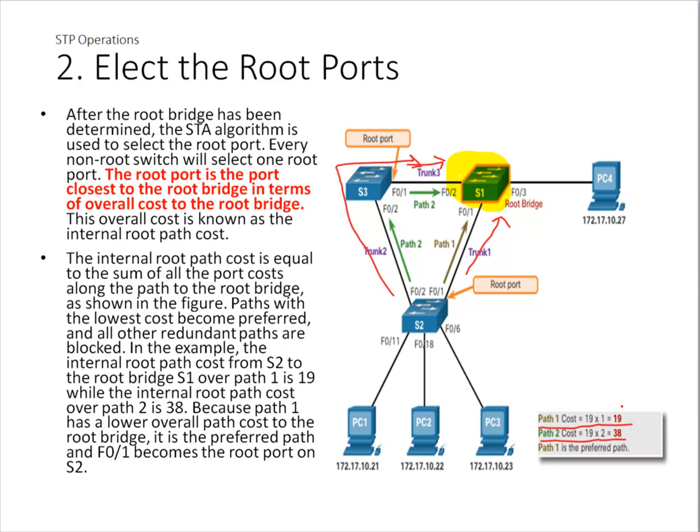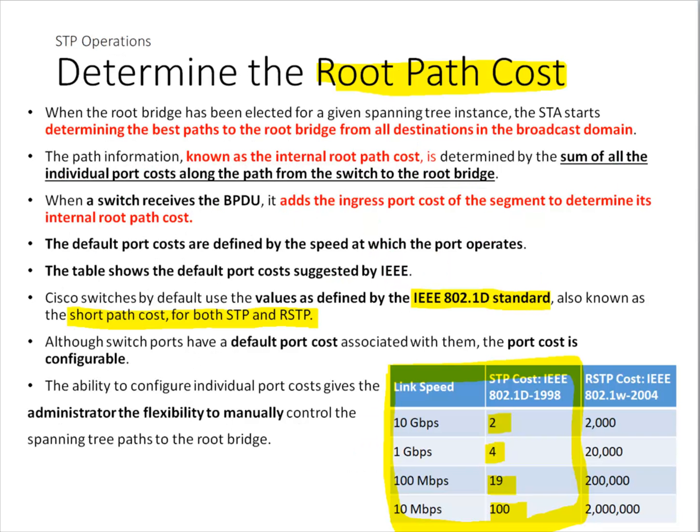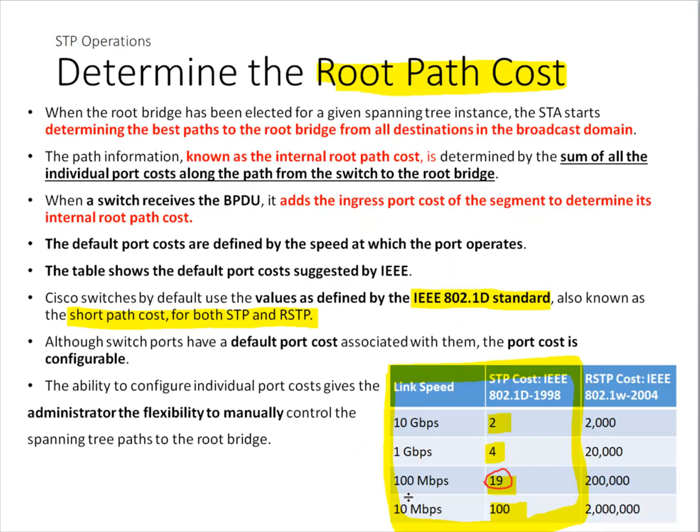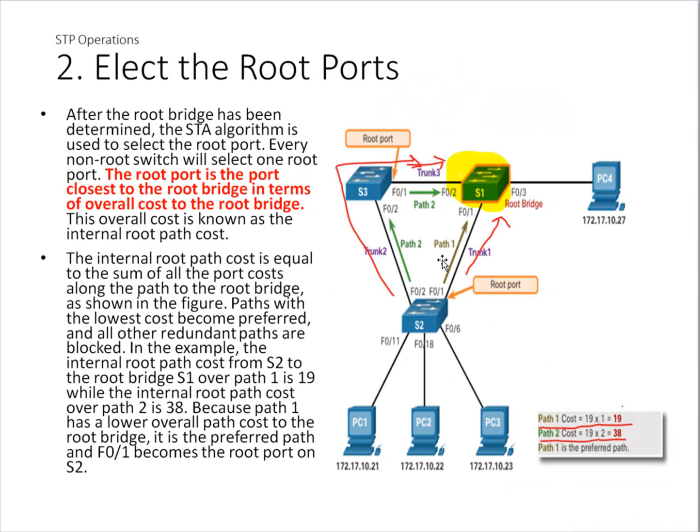So why do they use 19 here? If you go to the previous slide, you can find it. 19 means the speed of the interface is 100 Mbps. So this table is going to help you find the cost. Here for path 1, they are using fast Ethernet 0/1. The speed of fast Ethernet 0/1 is 100 Mbps, so it is going to be 19. I am taking 19 as the cost.